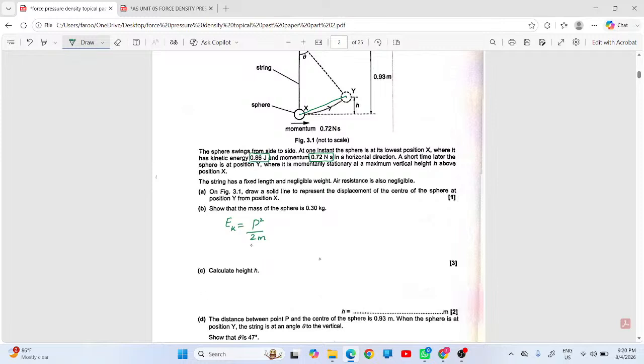तो मुझे यहाँ से mass हमने find करना है. So mass will be equal to p square over 2 into kinetic energy. P square, 0.72 square, divided by 2 into the kinetic energy. The kinetic energy is 0.86. चेक करें क्या होता है.